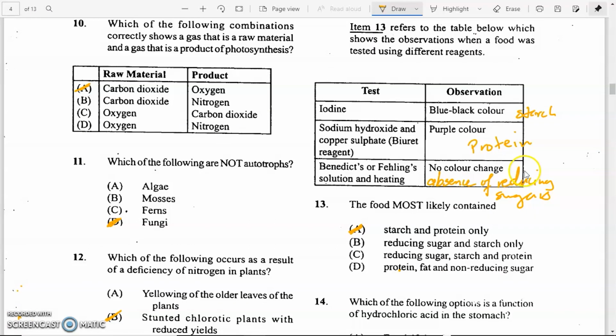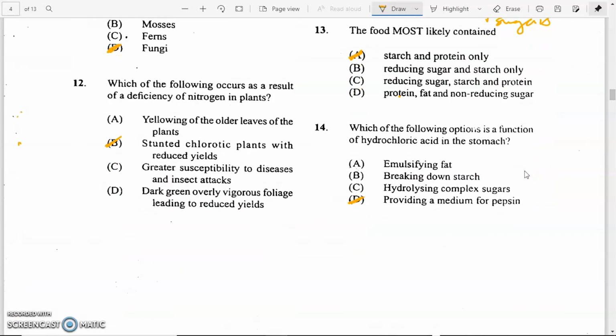Alright, let us look at question 14. Which of the following options is a function of hydrochloric acid in the stomach? Now, in the stomach, hydrochloric acid functions to create a medium that is appropriate for pepsin to digest proteins. So the answer here would have to be D, providing a medium for pepsin. All right, that's the answer there.